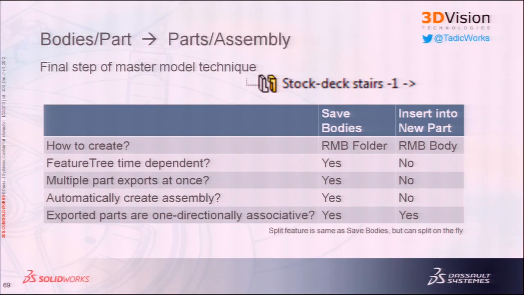The one that I like to use a lot is the Save Bodies command. You can see it could do a few things that the Insert into New Part feature cannot, and I'll show you both of those. It can create an assembly on the fly, and it's just one feature. Okay? So let me show you how this works.